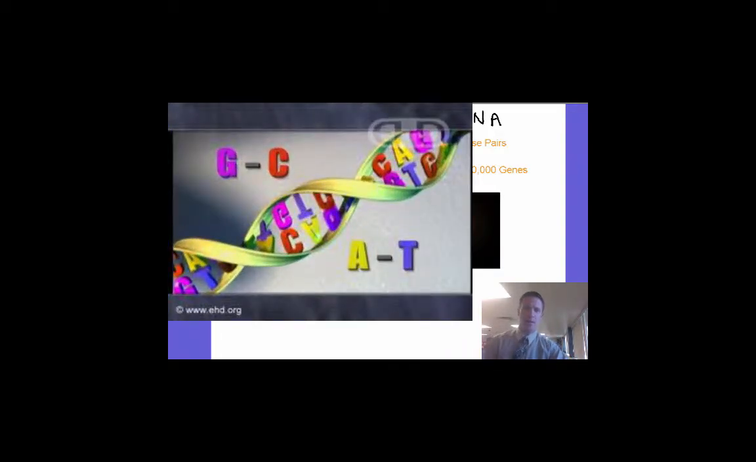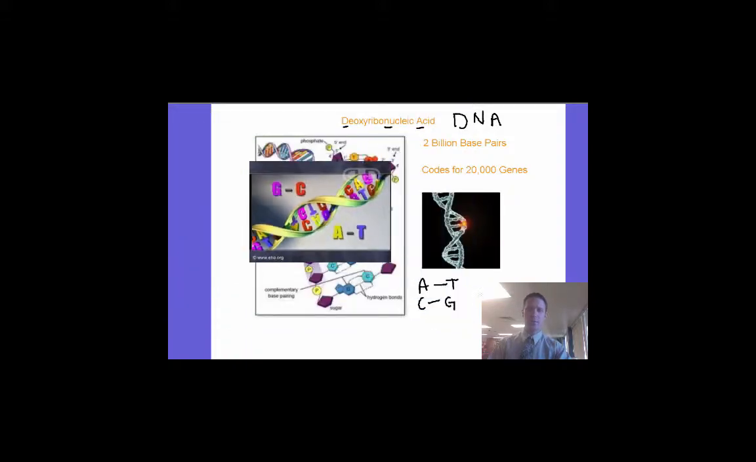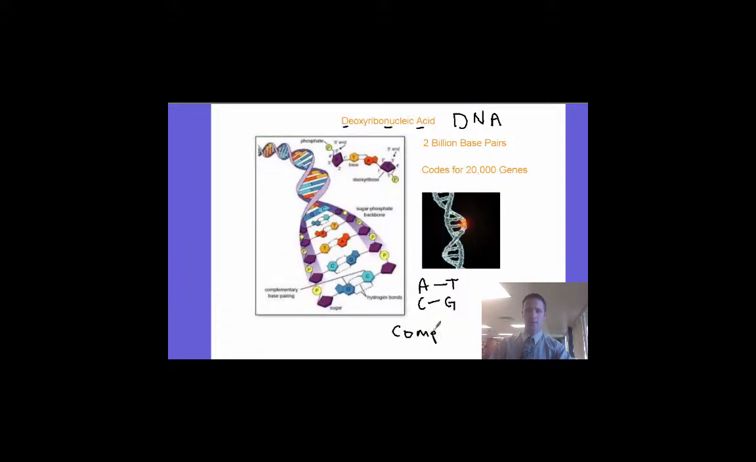And remember that we have two complementary strands. Those strands are complementary to each other, and what that means is that they have the opposite base pair. So if this is C, this is G, and this is T, this is A. So it follows those base pair rules that you learned a long, long time ago.